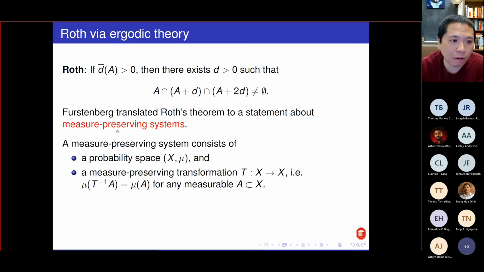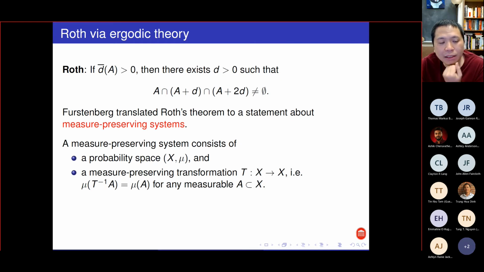So let's recall Roth's theorem, which says that if A has positive density, then A contains a three-term arithmetic progression with common difference d. This can be written as: the intersection of A, A plus d, and A plus 2d is not empty. This is a statement about the integers. But Furstenberg's insight was to translate this statement to a statement about measure preserving systems.